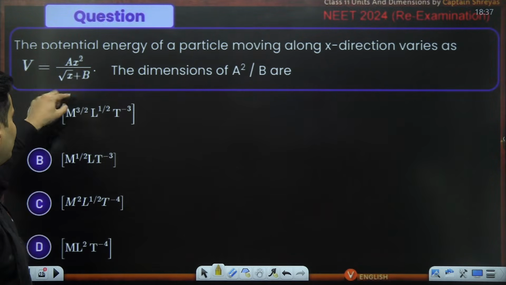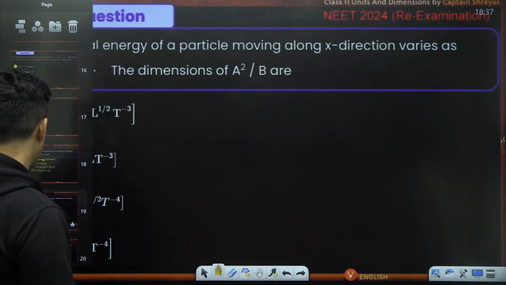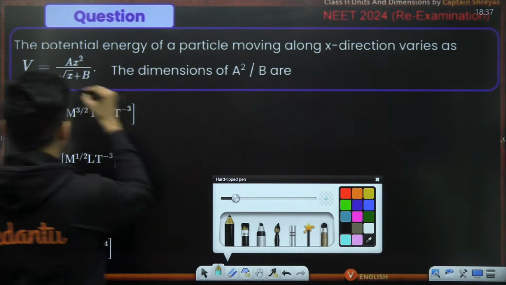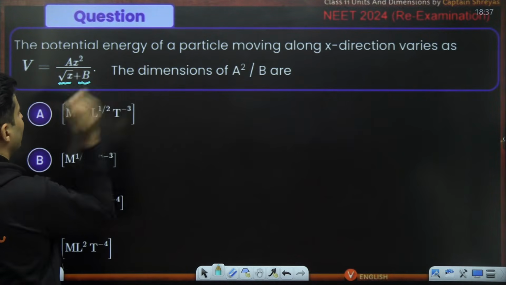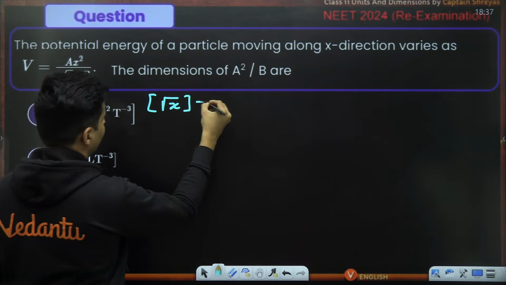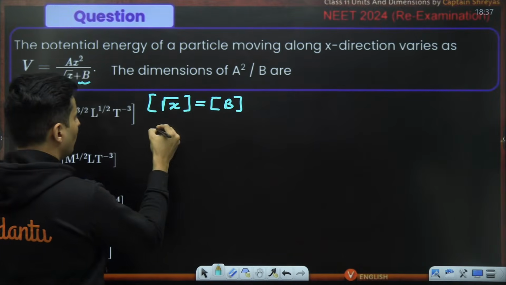Now, how about this? See, this is root x, right? Root x, my dear students, root of x is added to b. So they should have the same dimensions. So root of x, if it is added to b, should have the same dimensional formula as b. So what is x?